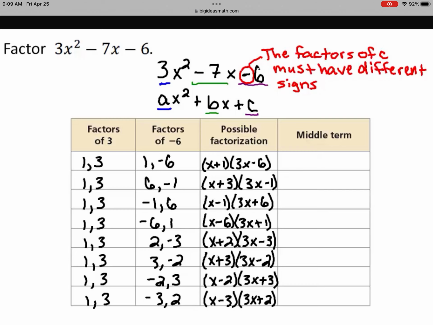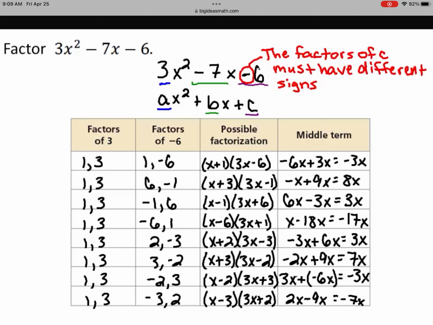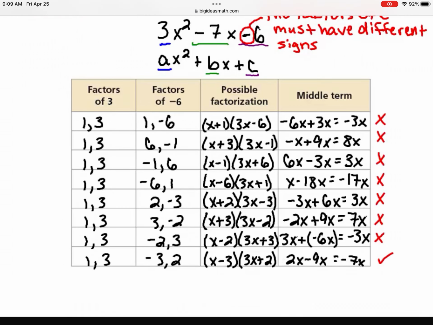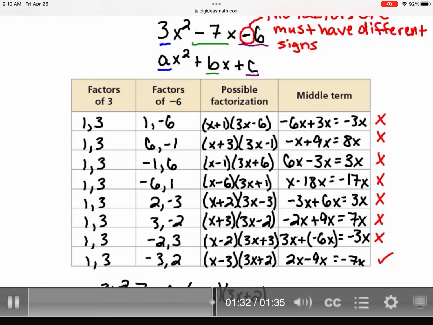The only possible factorization that produces a middle term of -7x is the quantity x minus 3 times the quantity 3x plus 2. So 3x squared minus 7x minus 6 equals the quantity x minus 3 times the quantity 3x plus 2.